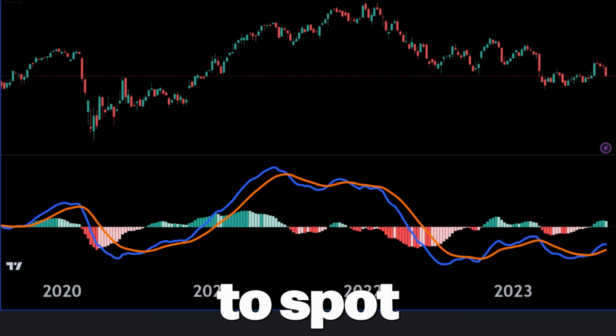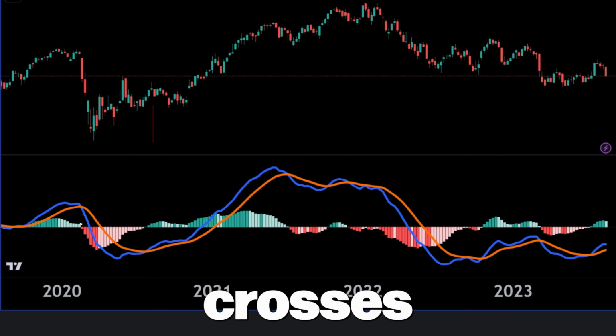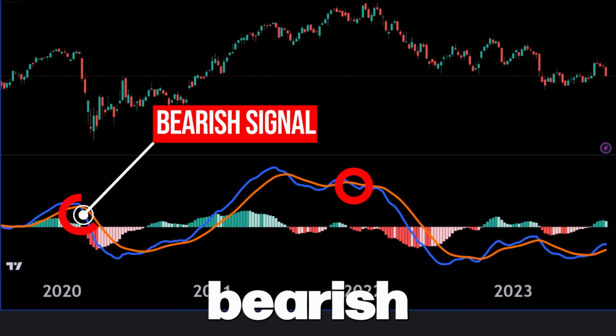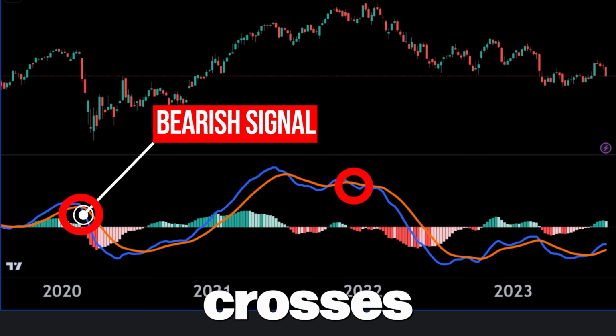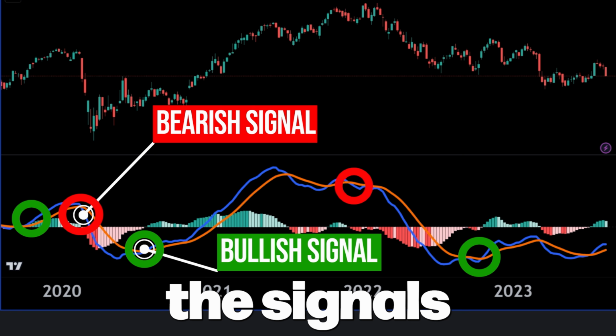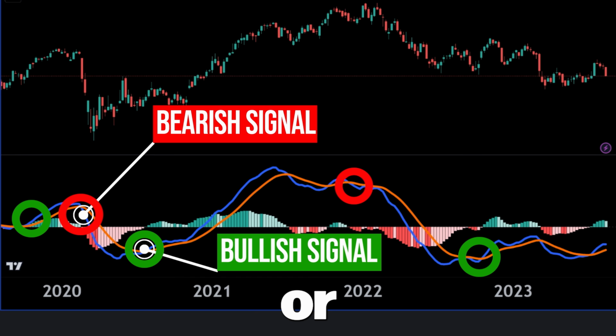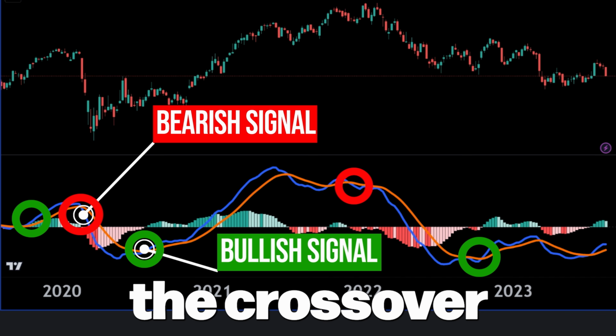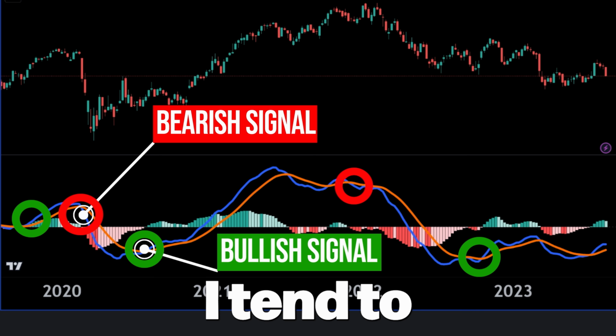Crossovers are very easy to spot on your charts. When the blue line crosses below the orange line, that is a bearish signal. And when the blue line crosses above the orange line, that is a bullish signal. I prefer only using the signals when the MACD is at an oversold or overbought level. If the crossover happens in the middle of the MACD, I tend to ignore it.